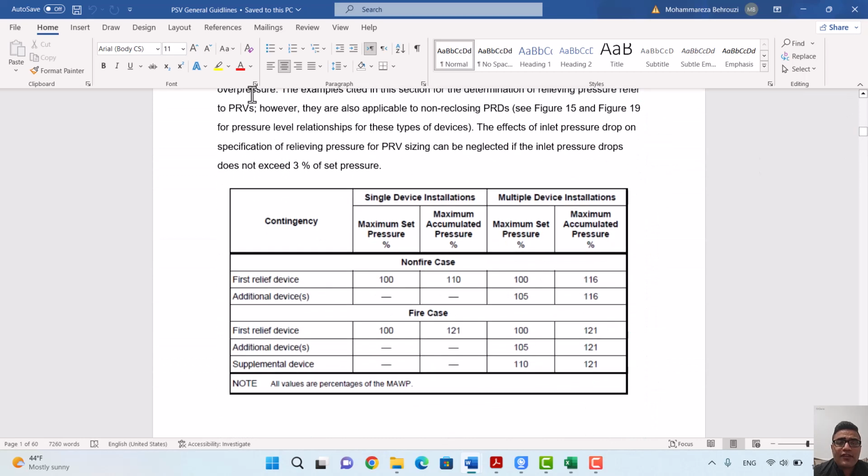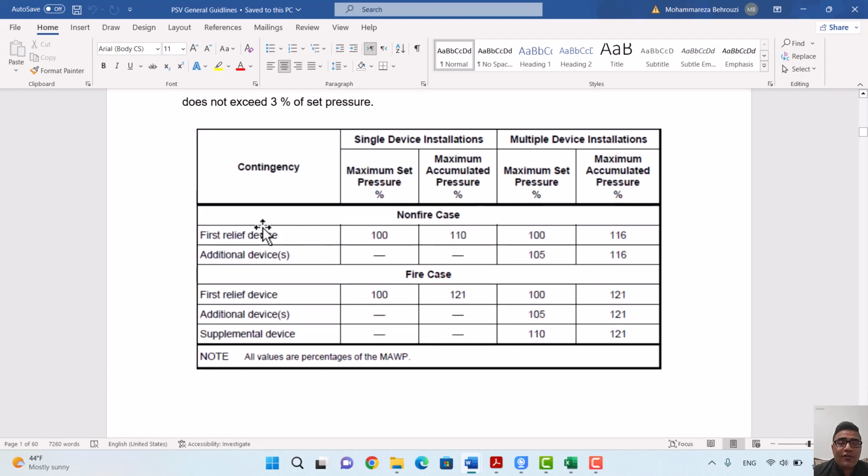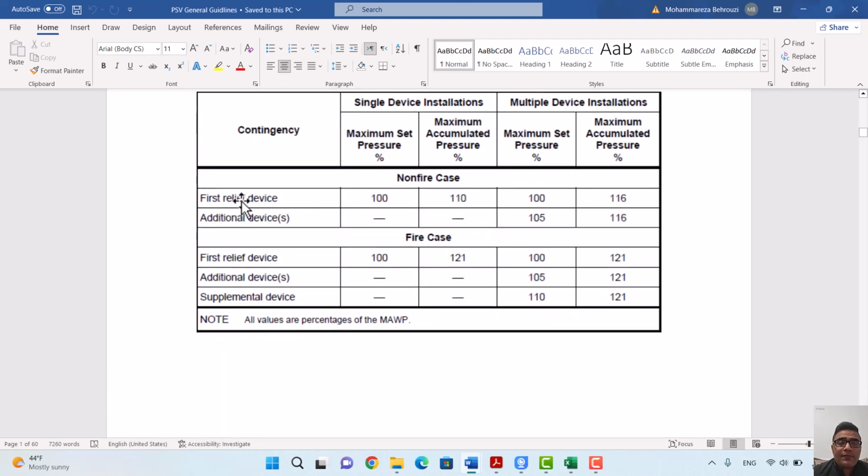Here is the table. Based on these tables, we have two cases: a non-fire case or a fire case. If it is a non-fire case, the maximum accumulation factor or percentage should be 10% for the first relief device. If you have multiple device installations, the maximum accumulation percentage is 16%.